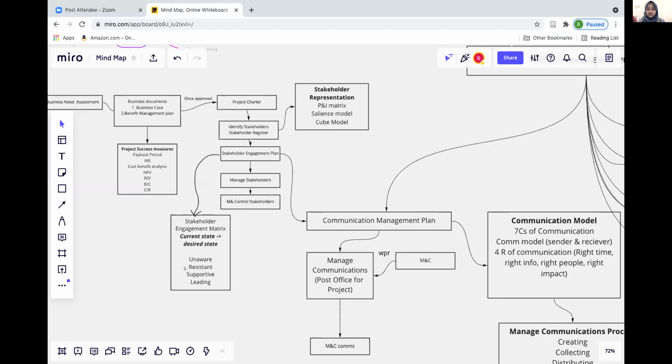And we have this managed communications process, which is basically creating, collecting, distributing, storing, retrieving, and disposition. In the team, in order to make decisions, we have group decision techniques, which are voting, autocratic, and multi-criteria decision making.